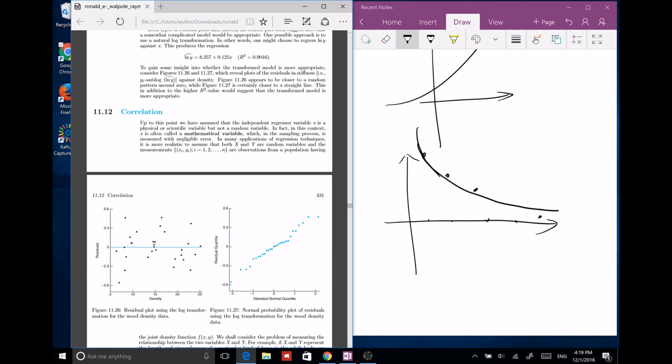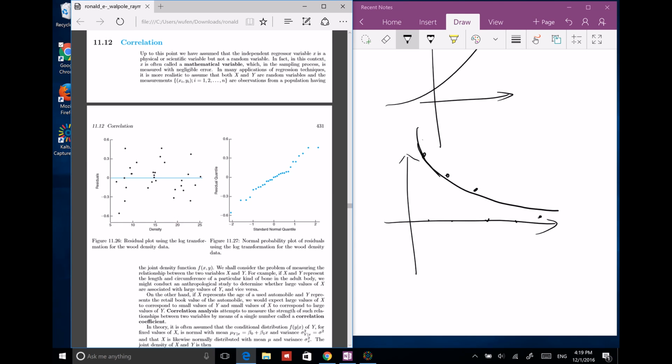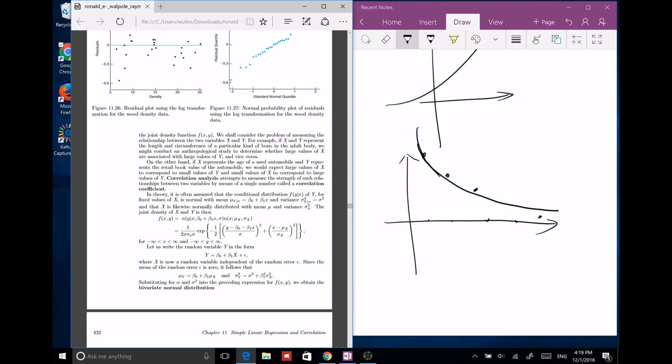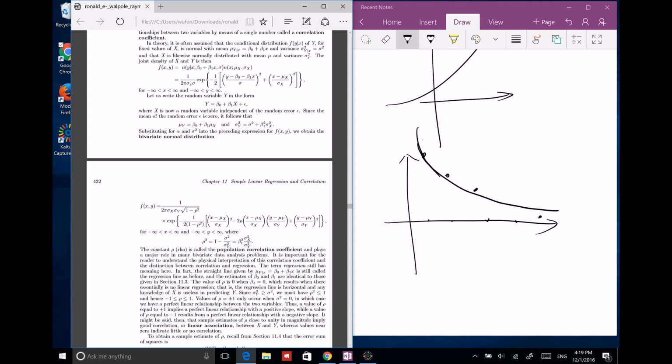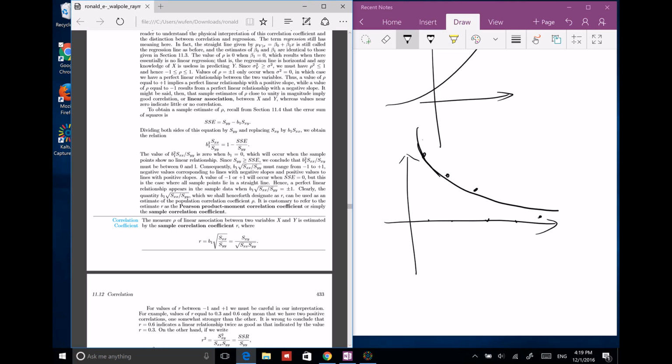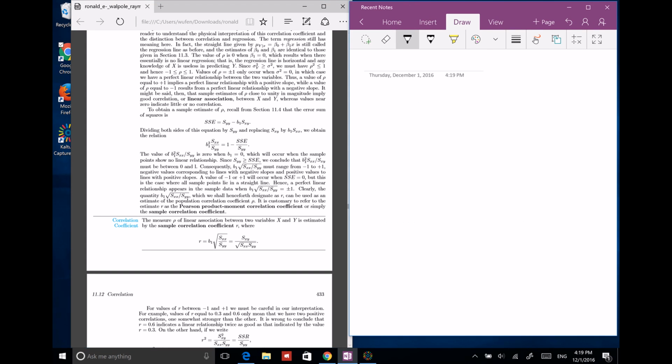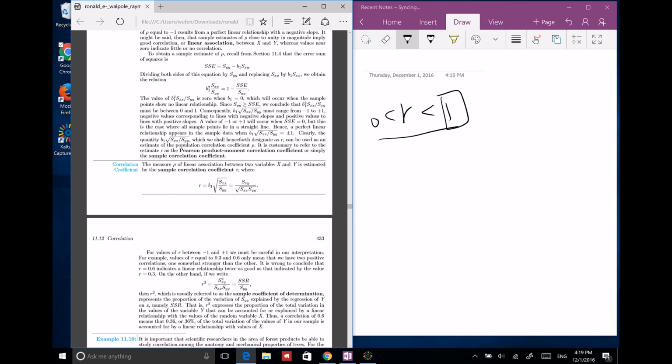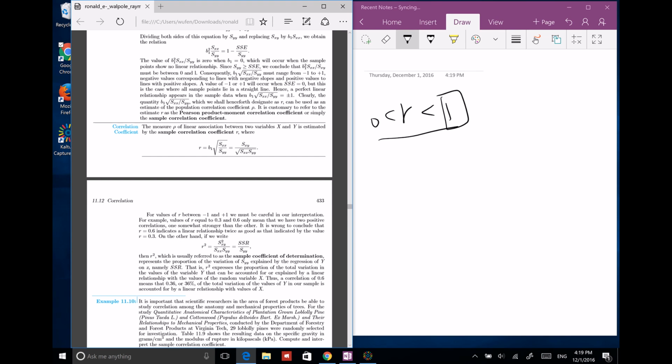Okay. So 11.12 is correlation. Basically, we're going to have a coefficient, called the correlation coefficient, to describe the correlation between the x value and y value. So r is between minus 1 and 1. The closer to 1 in absolute value, the stronger the correlation between them will be. If it's plus 1, they have positive correlation. If it's minus 1, they have negative correlation.